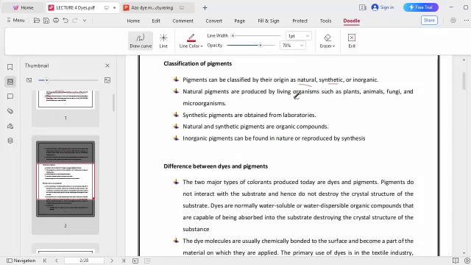Natural pigments, we obtain them from things like plants, for example, from flowers or colored plants like carrots, tomatoes, etc. All those plants are colored. Some pigments are obtained from animals, some from fungi, whereas some are obtained from microorganisms.